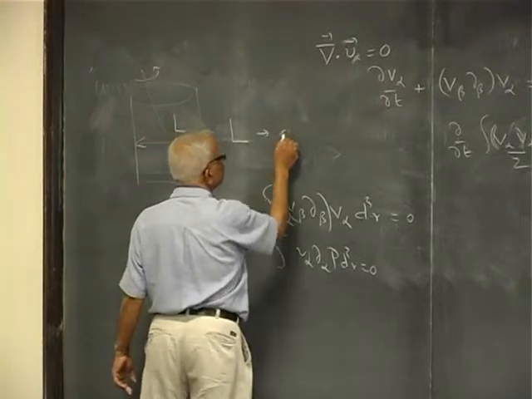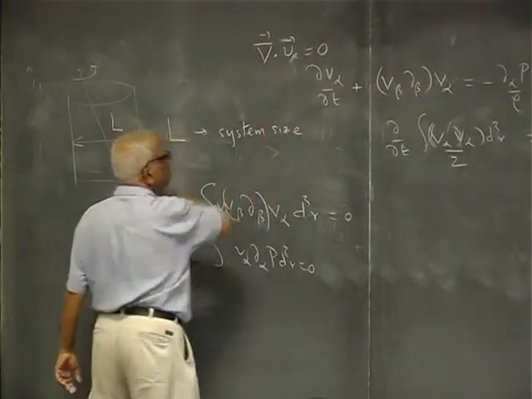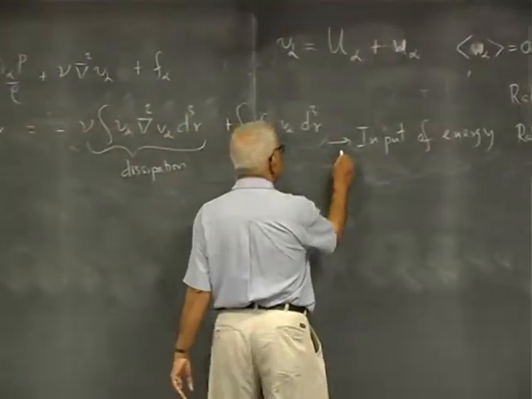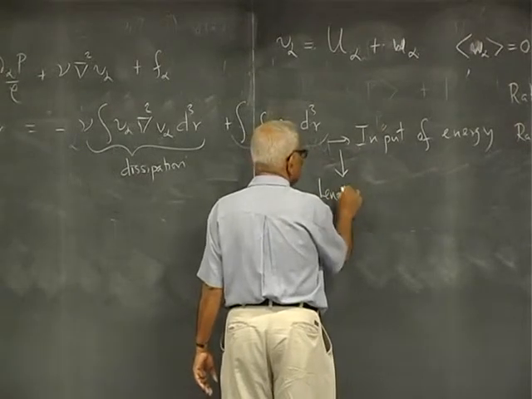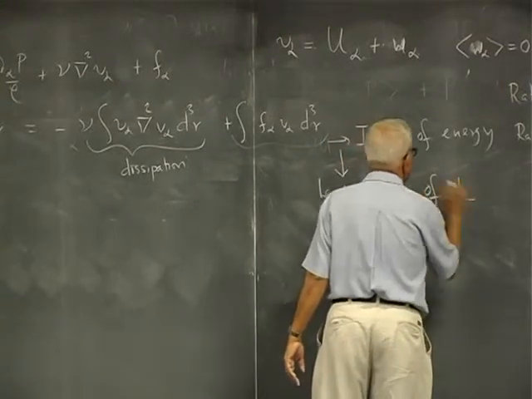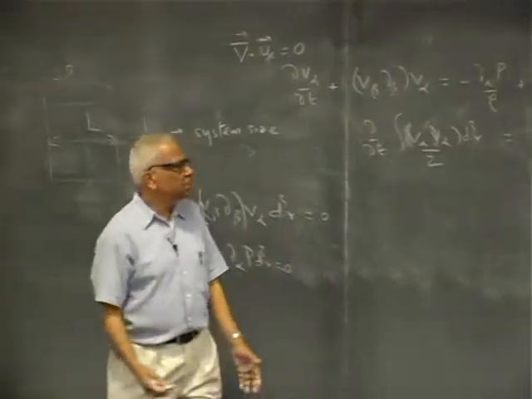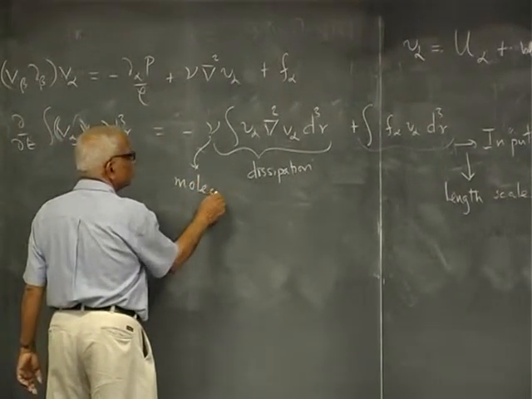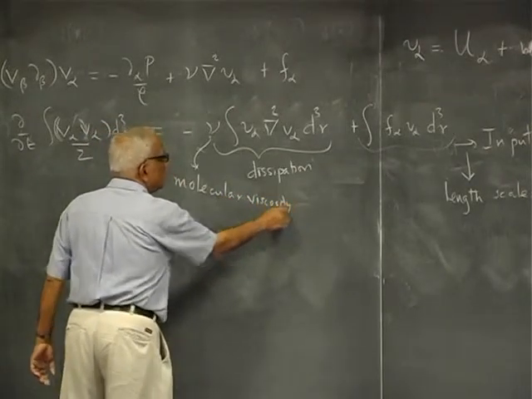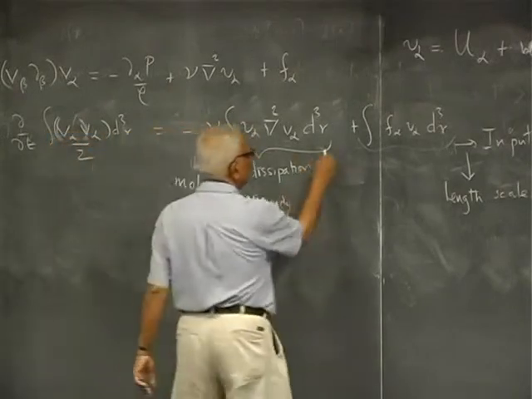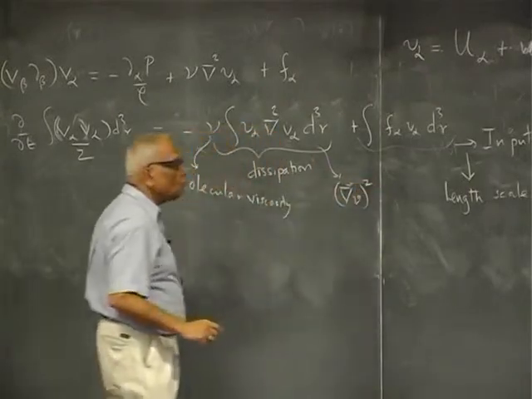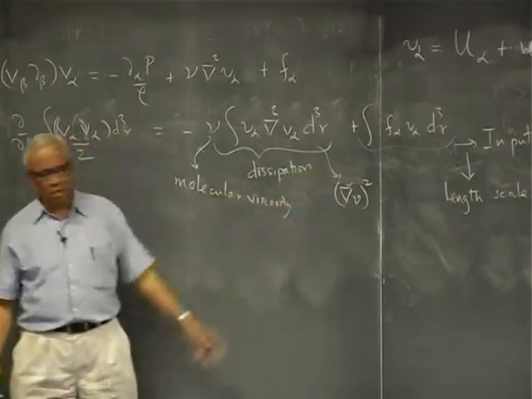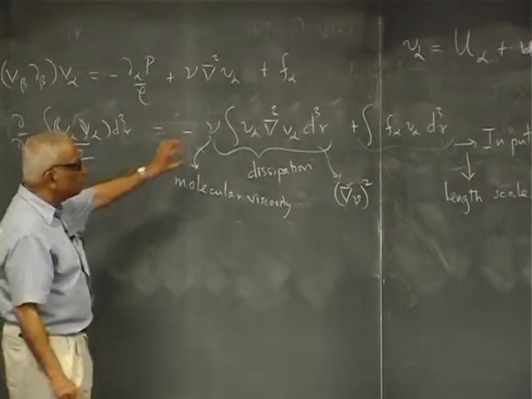So I have a system size, some capital L, and where this input is effective is at length scales of L, which is very large. Where is this dissipation taking place? Dissipation is taking place due to this molecular viscosity, and is proportional to the gradient of velocity squared. So this obviously has to be over extremely small length scales where the gradient of V has become significant, and also where nu is a player.